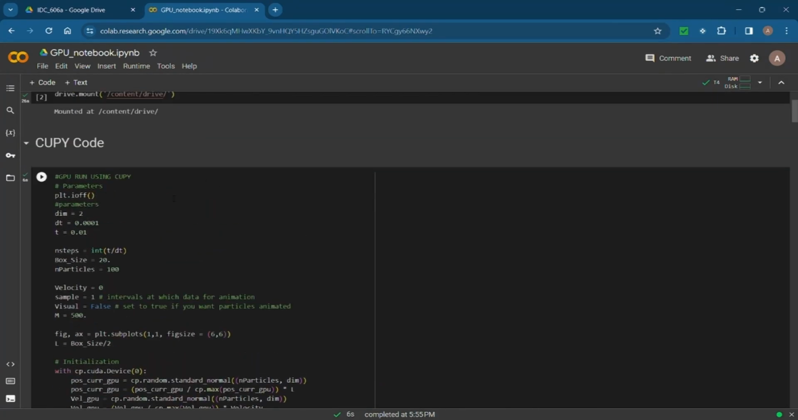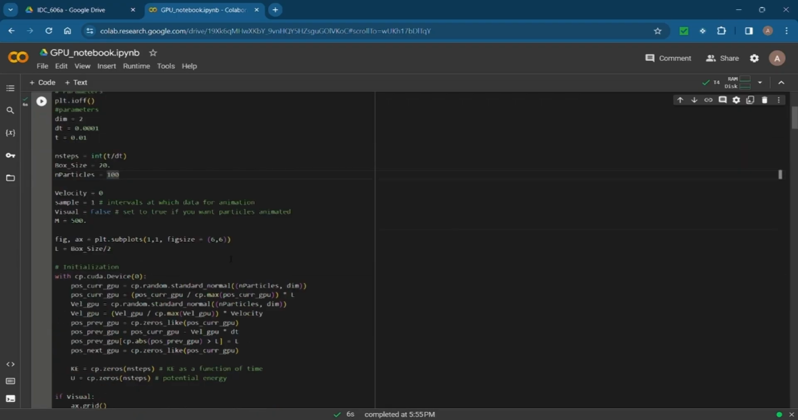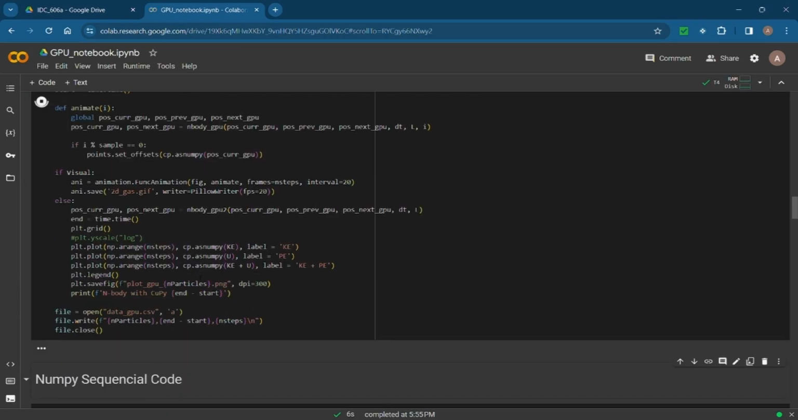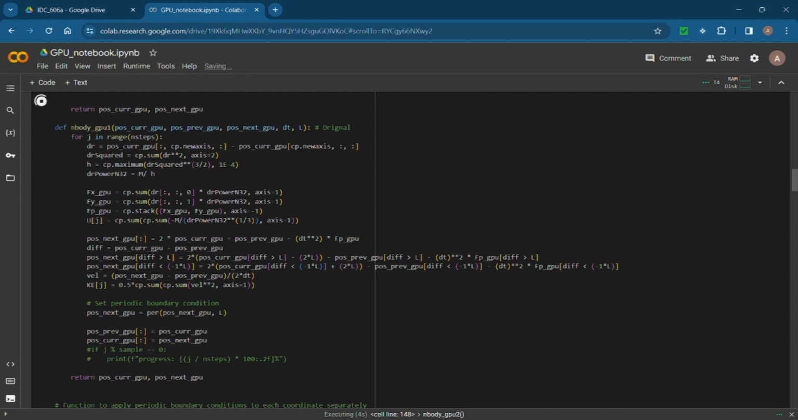But for a higher number of particles, these times will vary a lot. Like for example, if we make it 1000, so how I'm vectorizing it, right? What I'm doing here is adding a new axis, using the cp dot new axis.